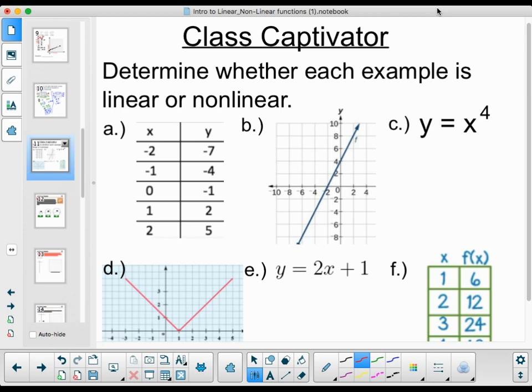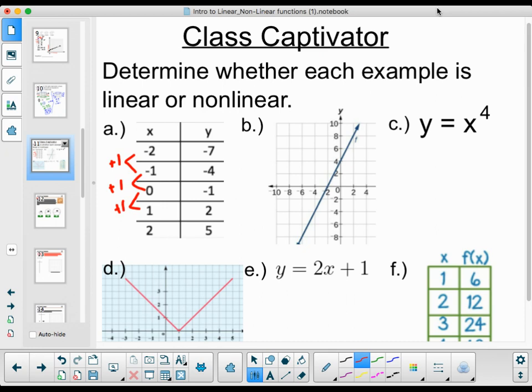Now we're going to start with A. Remember, the definition of linear is an equation or a function that represents a consistent rate of change. I look at A and I see the x values going up by 1 each time. We go from -2 to -1, that's an increase of 1. -1 to 0, increase of 1. Another increase of 1. So they're all going up by 1 with the x's.